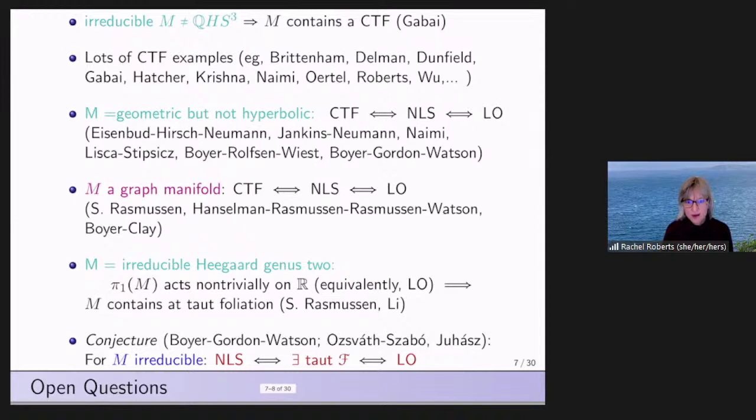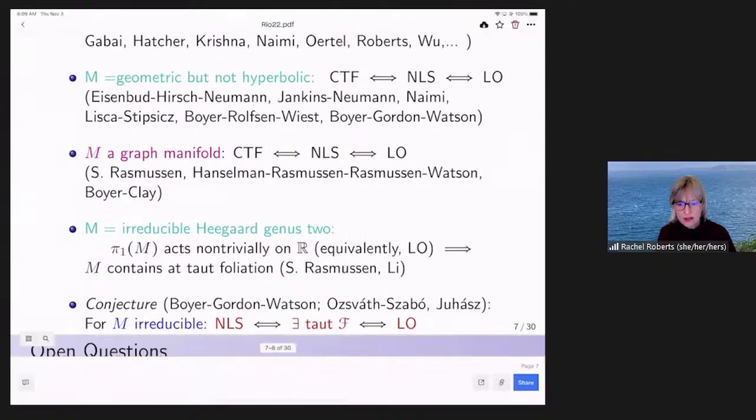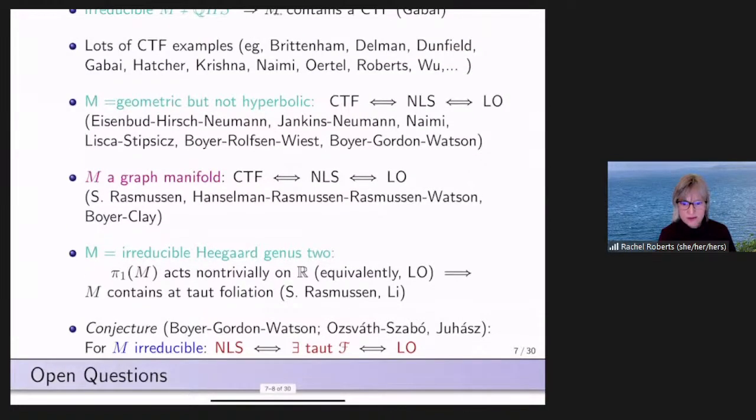So there's this conjecture, I might as well jump right down to the bottom, that if M is irreducible, then these three things are going to be equivalent: not an L space, there exists a taut foliation, and left orderable. So if there's a taut foliation, you know you're not an L space. Really this leftmost if and only if is the not an L space implies there's a taut foliation piece. Lots of partial evidence for it, but no real ideas, I think, about how to prove it. People often draw it as a triangle, with NLS, there exists a taut foliation, and left orderable as the vertices.